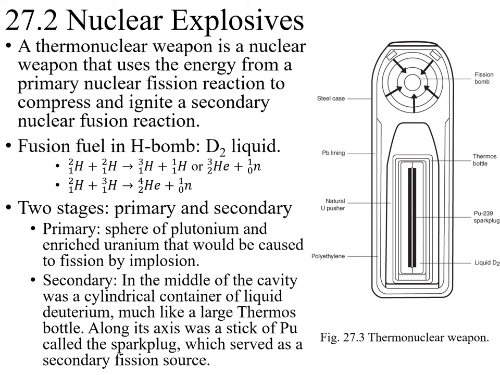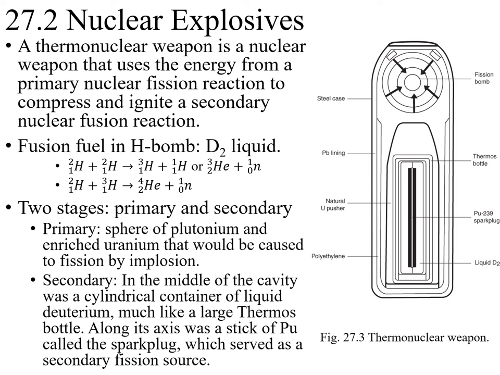A thermonuclear weapon, a hydrogen bomb, is a nuclear weapon that uses the energy from a primary nuclear fission reaction to compress and ignite a secondary nuclear fusion reaction. Details of the compact and versatile modern thermonuclear weapons are not available, but we can describe the process involved in the first hydrogen bomb explosion.